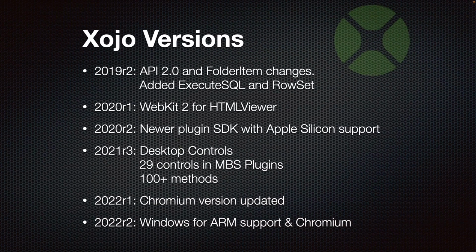Okay, let's talk about the different Xojo versions. I have to regularly update the plugins to newer Xojo versions. Like there was something like API 2, with some changes on the FolderItem, on the ExecuteSQL, adding RowSet and DateTime classes. I have to update the WebKit versions from time to time, and especially the Chromium libraries.